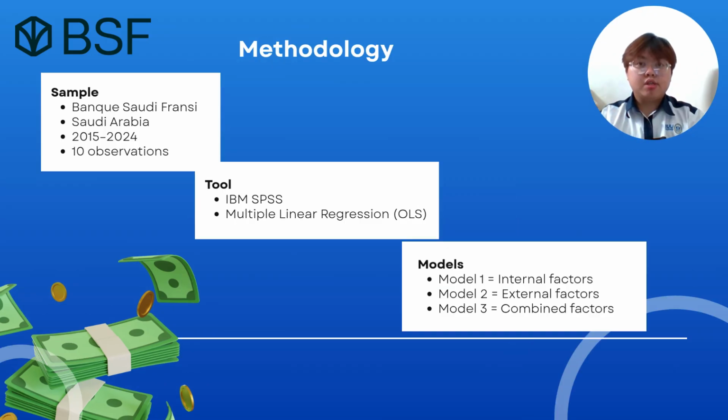For methodology, this study used secondary data. The data are collected from the annual reports of Bank Saudi Fransi and Saudi Arabia macroeconomic data. The sample period covered 10 years from 2015 to 2024, with 10 observations. This study used IBM SPSS Statistics for analysis. The main statistical method used is multiple linear regression using ordinary least squares.